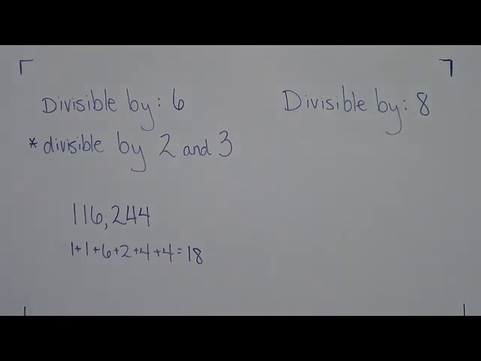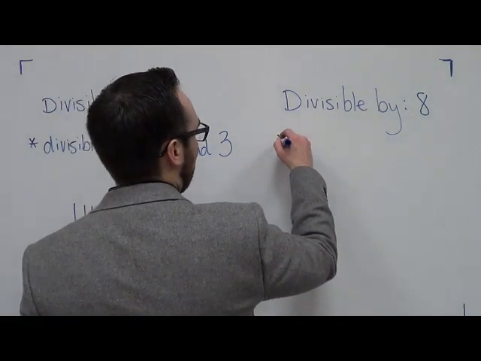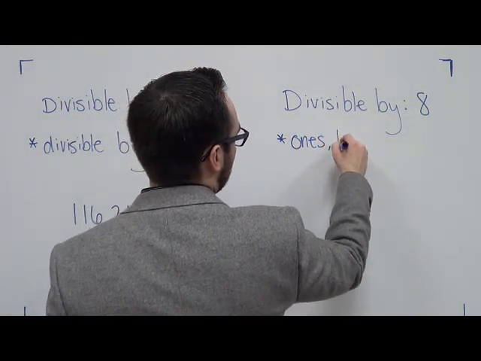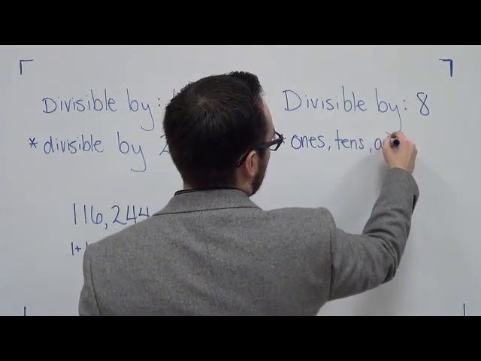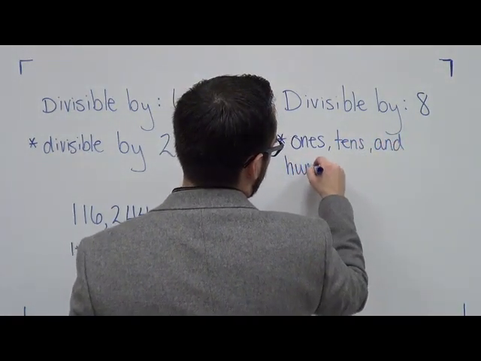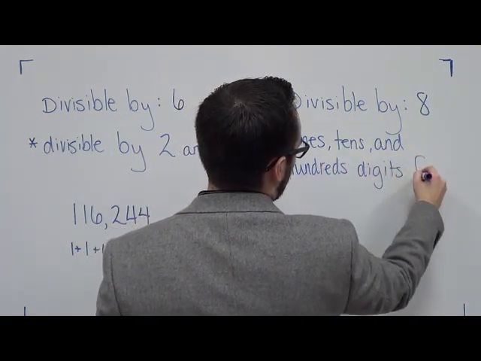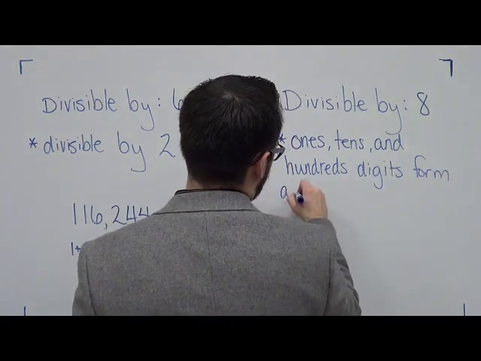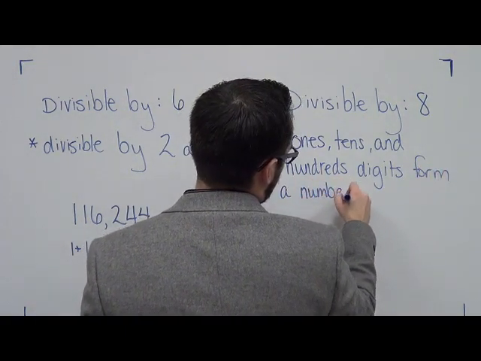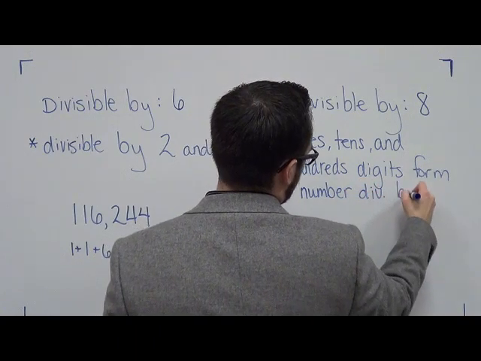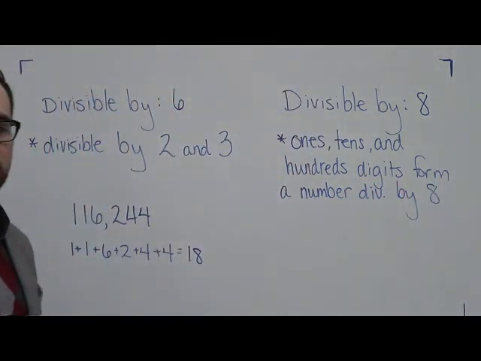Now divisible by 8, it's a little different, but it's very similar to 4. But this time we look at the ones, tens, and hundreds digits. They form a number divisible by 8. So it's the same similar rule as we did for 4, but this time it's the ones, tens, and hundreds. And it has to be divisible by 8.